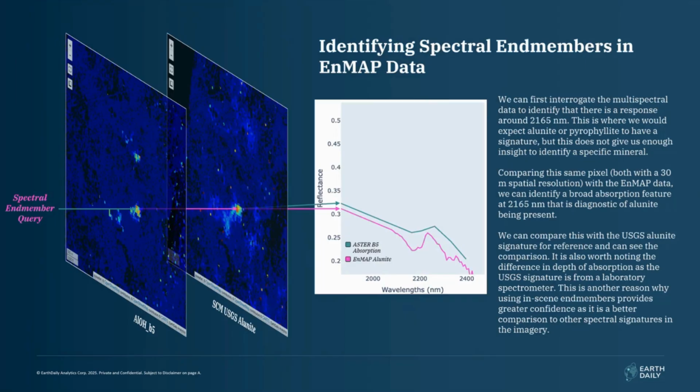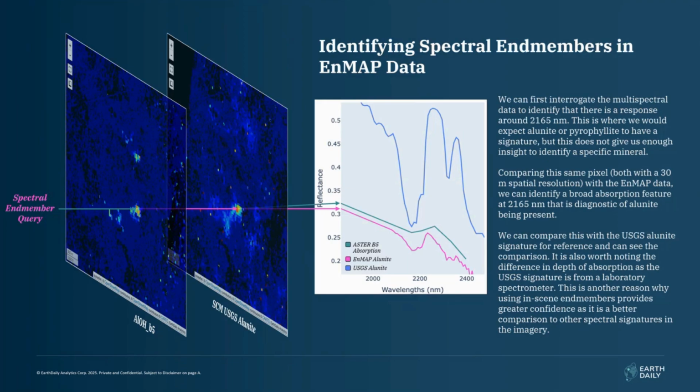picking the exact same pixel, we can now see that there's a much better absorption feature here at 2165, with a much broader absorption. So if we compare that now to what we were seeing in the reference library for the alunite signature here, we can see how similar they are. Now, this again highlights the importance of why we should be interrogating the signatures. You can see how different the depths of these signatures are, right?